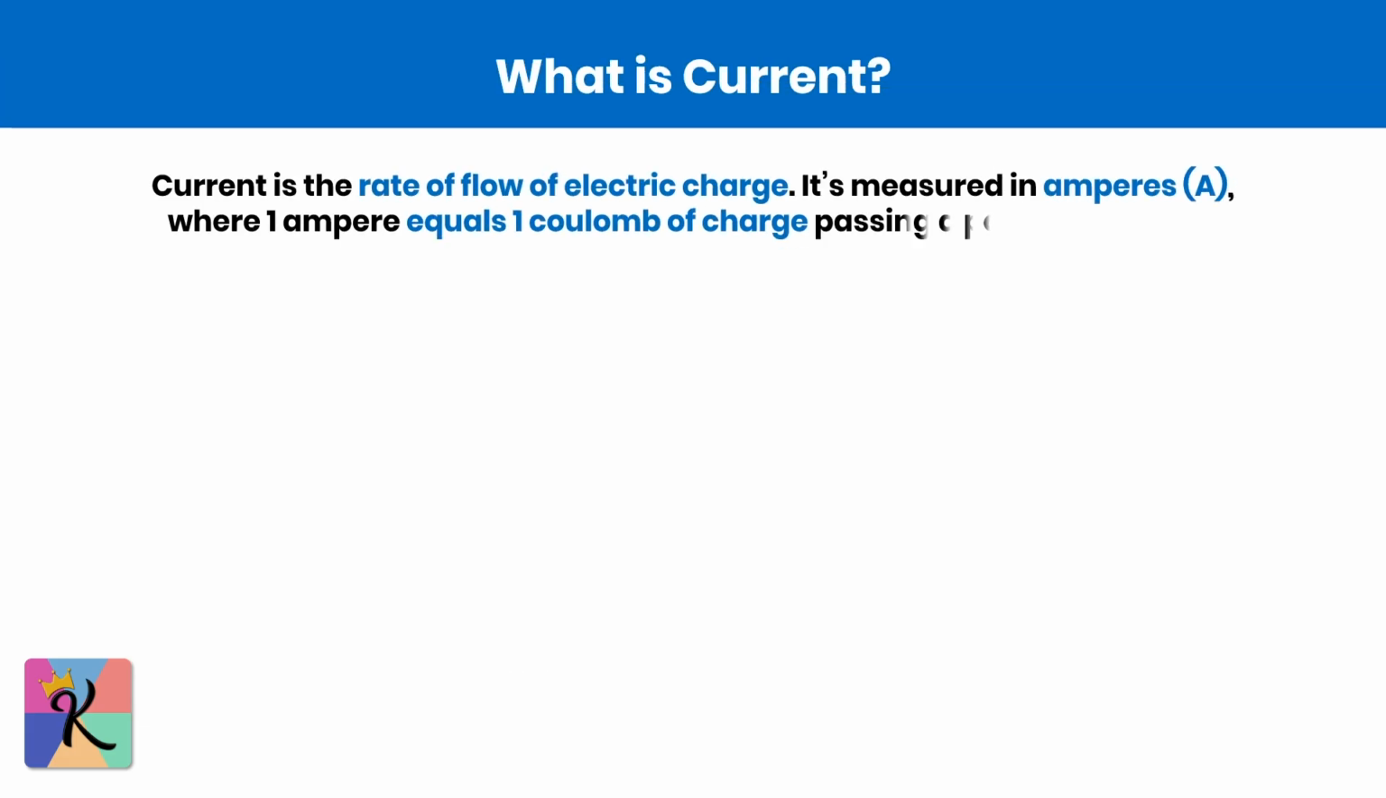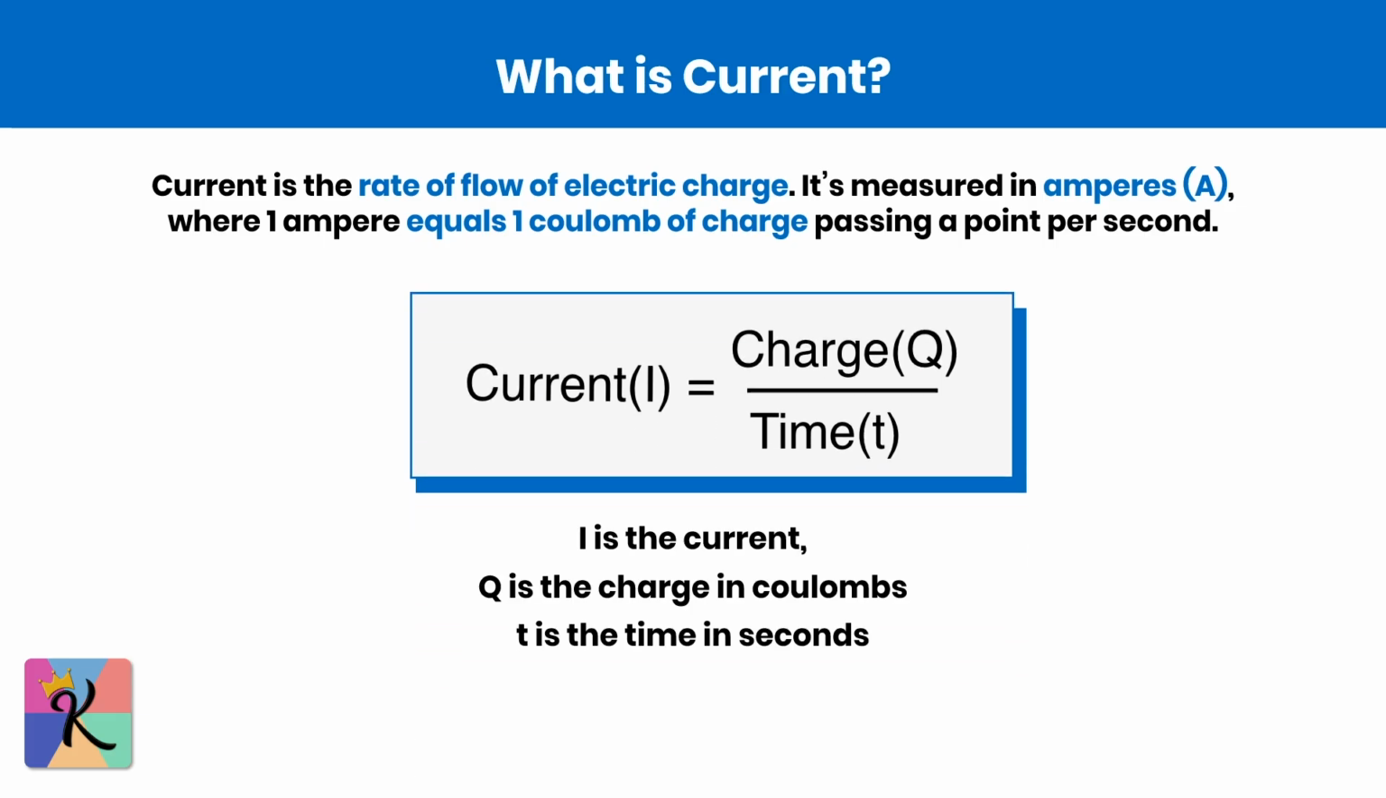What is current? Current is the rate of flow of electric charge. It's measured in amperes, where 1 ampere equals 1 coulomb of charge passing a point per second. Current formula. Current equals charge divided by time.